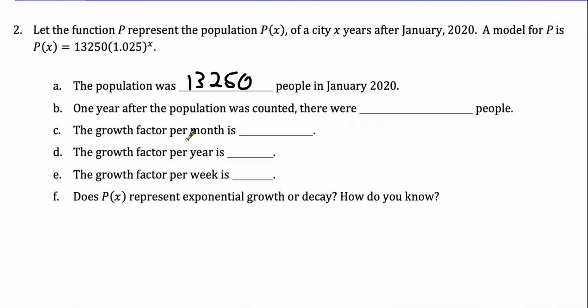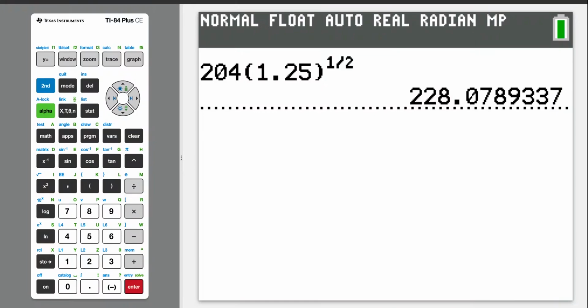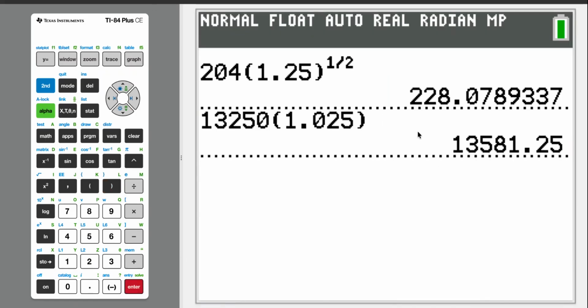Now, after 1 year, well, all I need to do is plug 1 in for x. So I just need to do 13,250 times 1.025. All right, so my population after a year would be 13,581. And again, we're talking about population, people, so we're going to round to the nearest whole number.